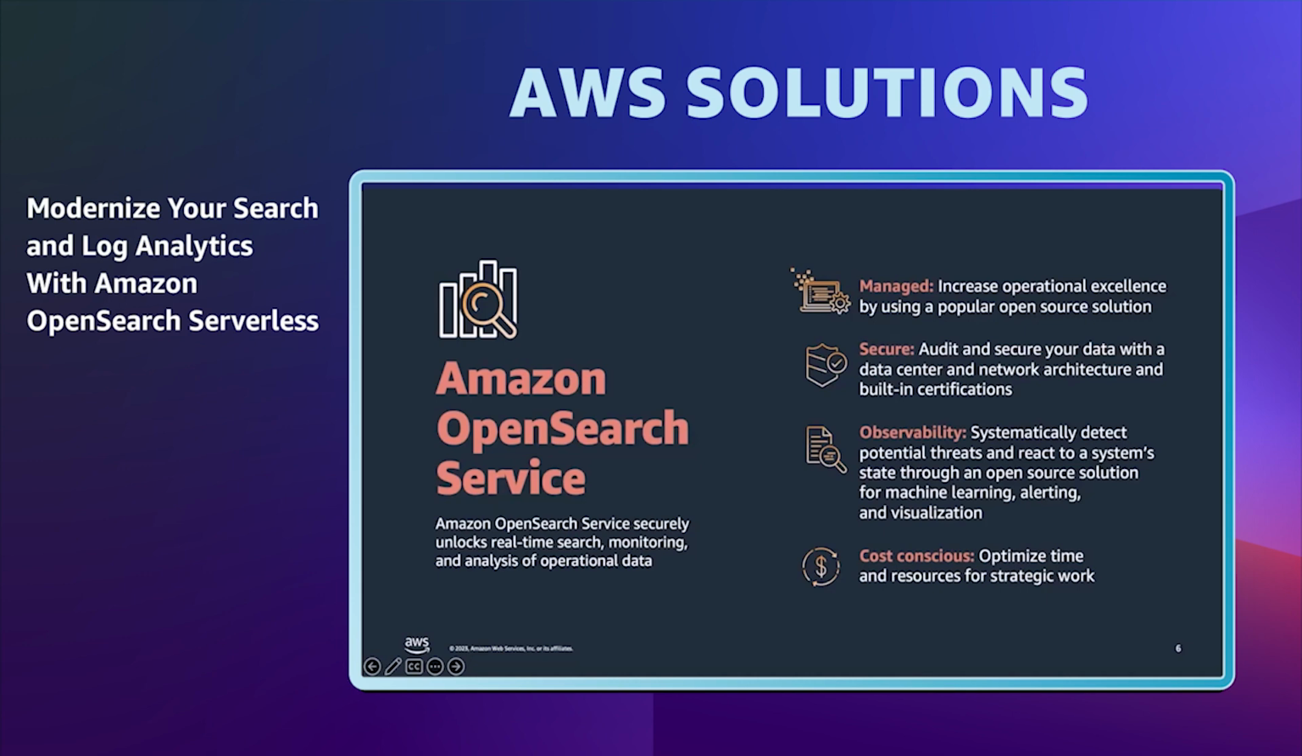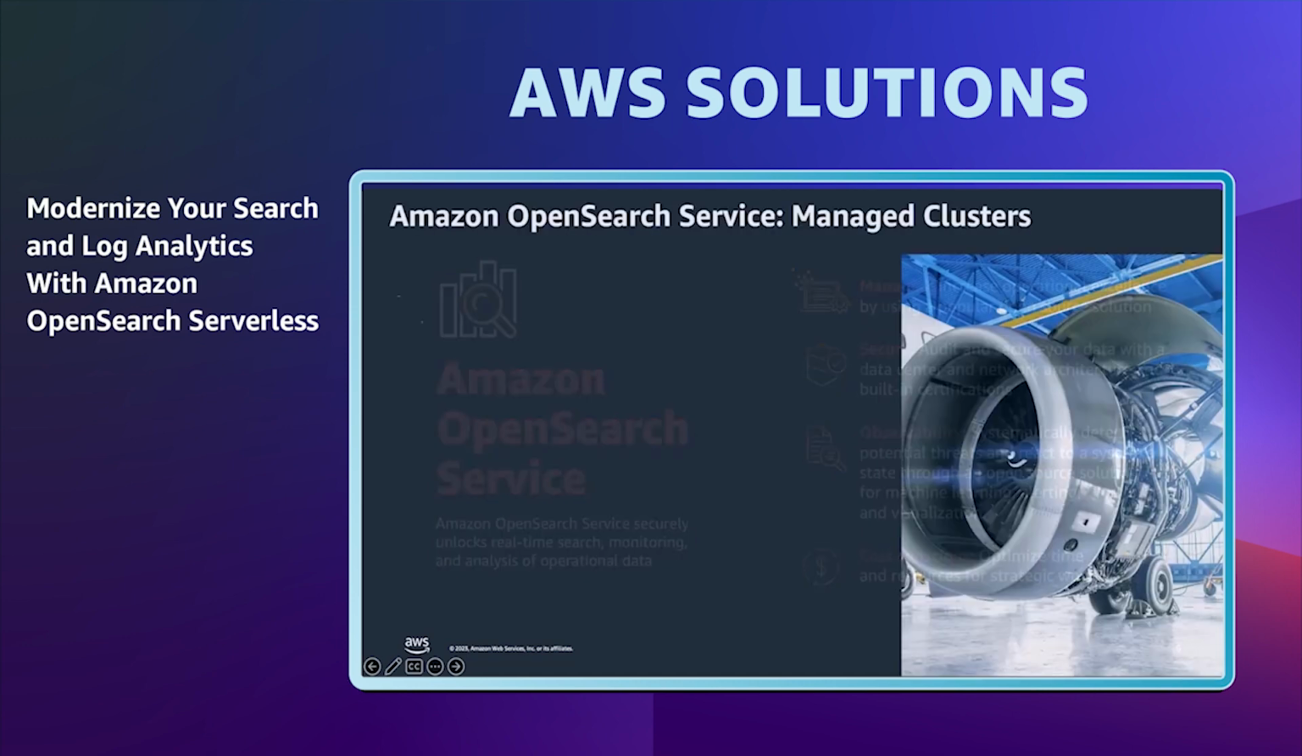Then observability is kind of a buzzword that everyone is talking about now. So with OpenSearch service, you can systematically detect potential threats and react to system state through an open source solution for observability. And last but not least, cost for the logs and application data increases as your data grows. So with OpenSearch service, you can optimize your time and resources for strategic work by using different storage tiering for your data.